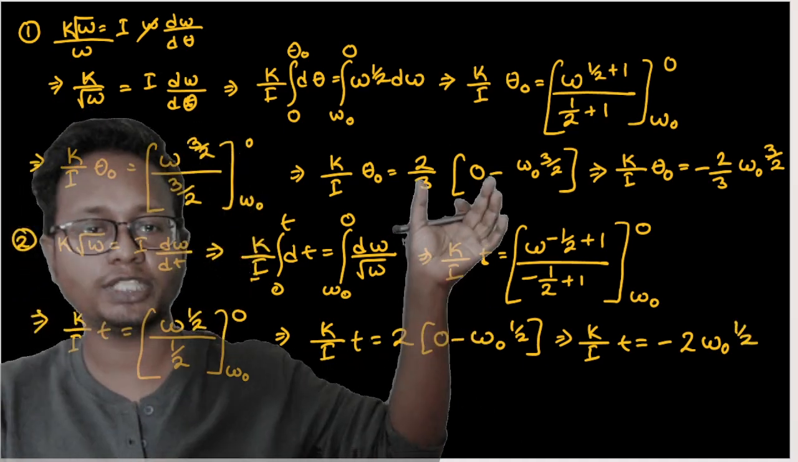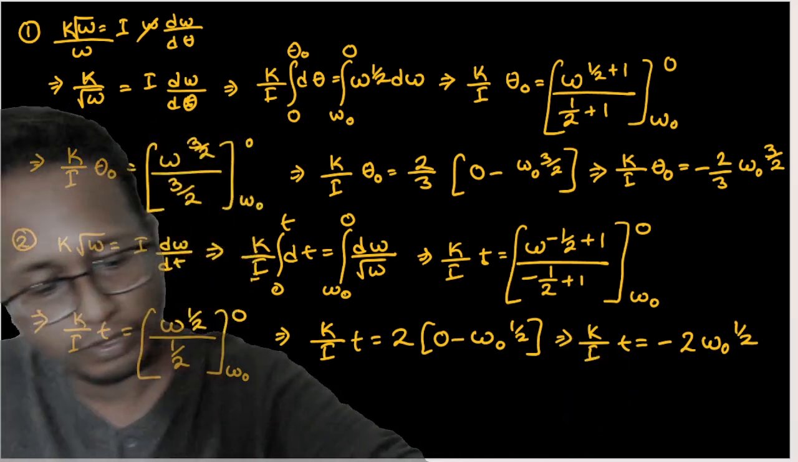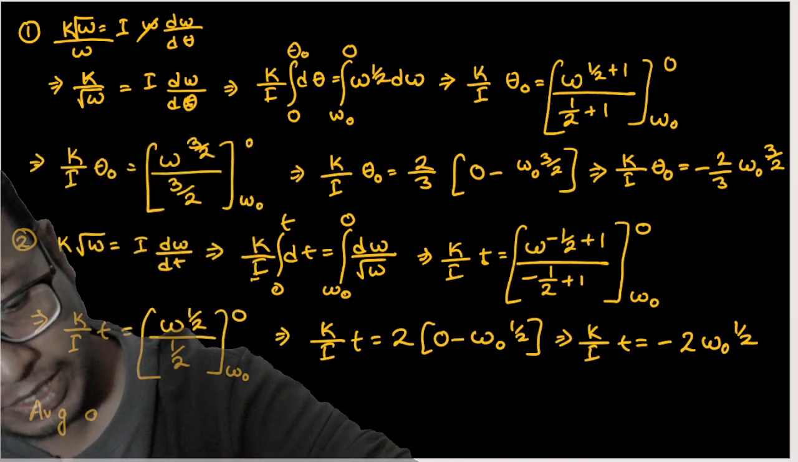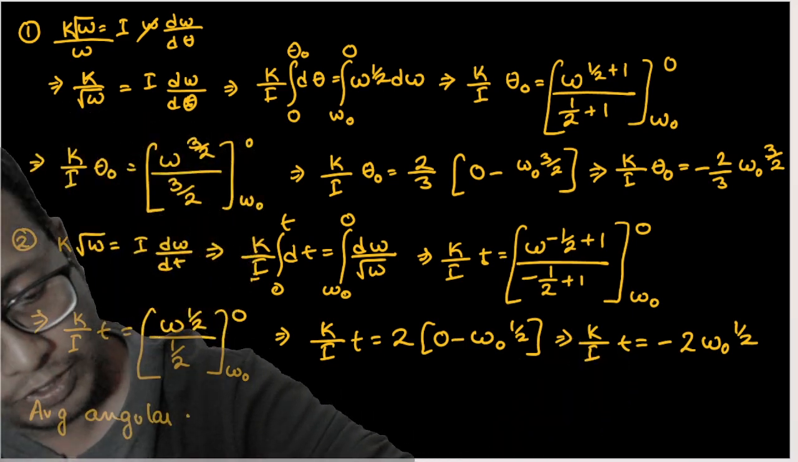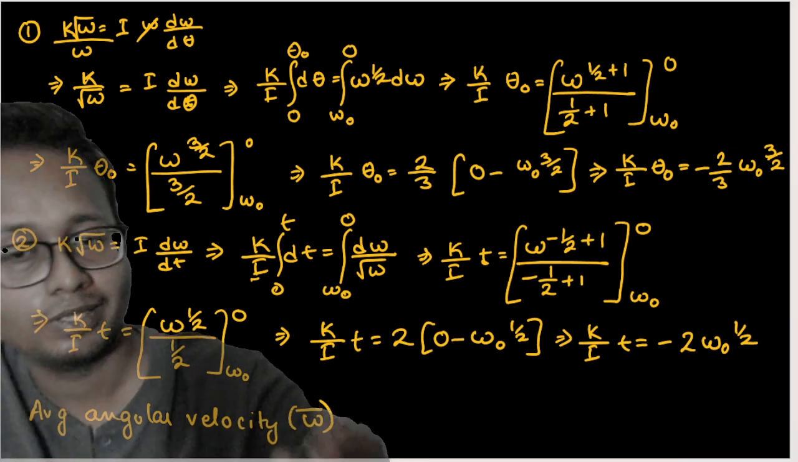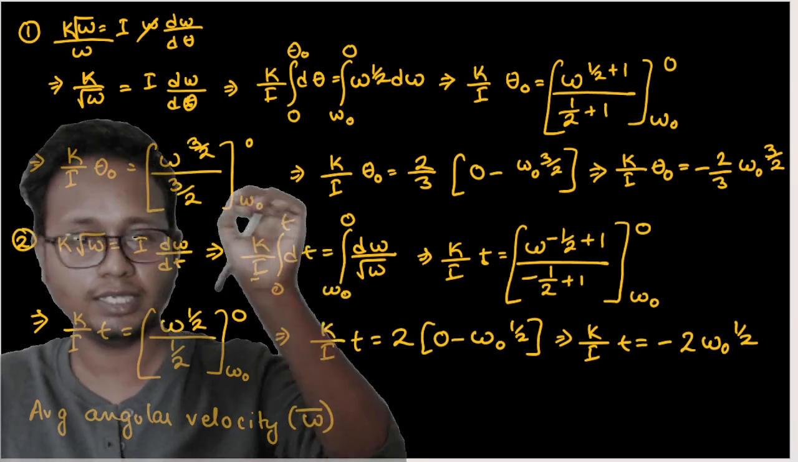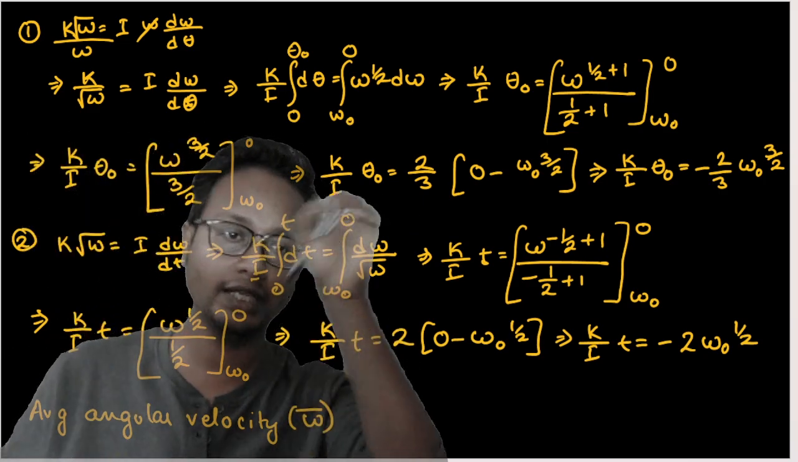So from the first equation, I need the value of theta, the total displacement. From the second equation, I need the total time. So, the average angular velocity. If you see this symbol, this is nothing but the average angular velocity, omega with a dash.